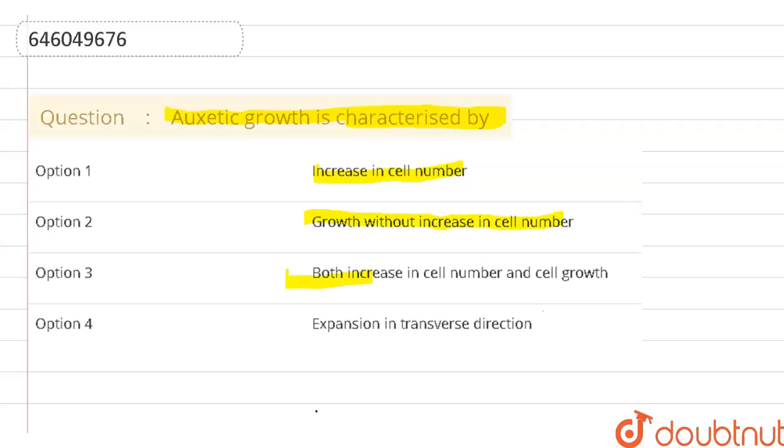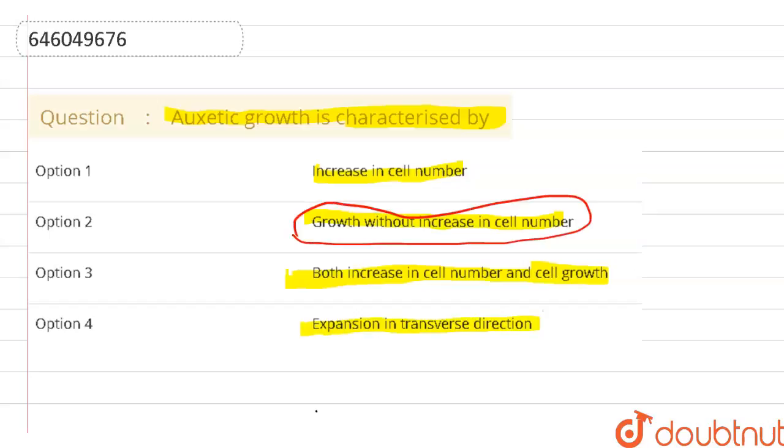Hello everyone, our question is: auxetic growth is characterized by increase in cell number, growth without increase in cell number, both increase in cell number and cell growth, or expansion in the transverse direction. So the correct option for this question is option second, that is growth without increase in cell number.